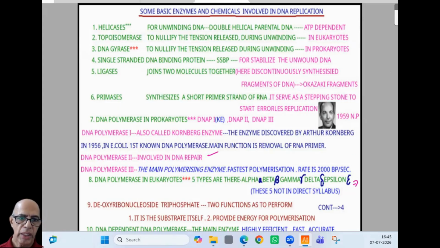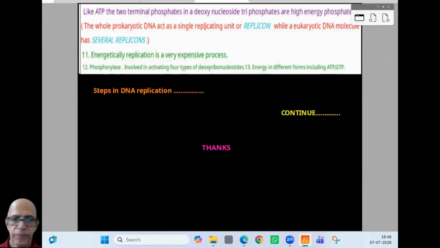Then deoxyribonucleoside triphosphate. 2 functions they can perform. One, it is substrate itself. Second, it can provide energy for polymerization. Common question for theory entrance. And the next one is DNA-dependent DNA polymerase. Main enzyme, highly efficient, fast, and accurate. I think this data, better learn by heart, there can be a question for theory entrance. We can proceed to next page.